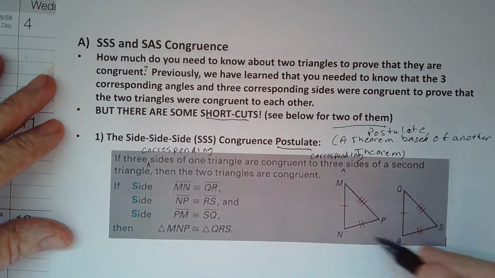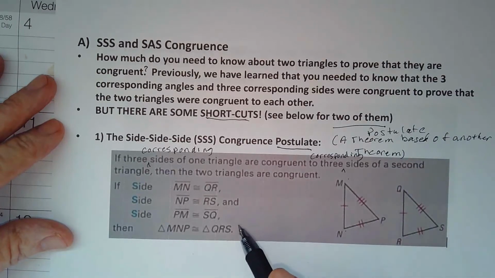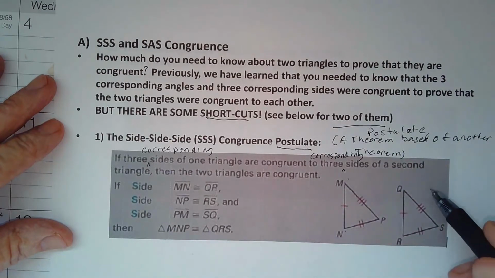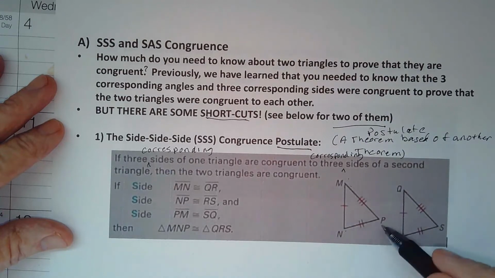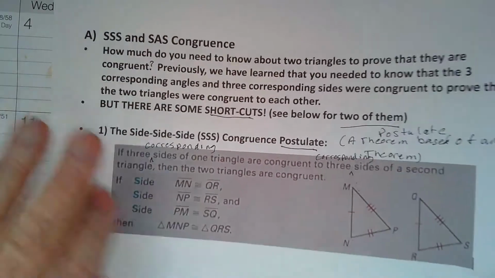What you need is a diagram like this with these signposts to congruency whenever you're looking at this. And then side PM is congruent to SQ. So here's PM, here's SQ. They have three ticks each. So that proves that the triangle MNP is congruent to QRS. Okay? Pretty simple. So a nice little shortcut to here.